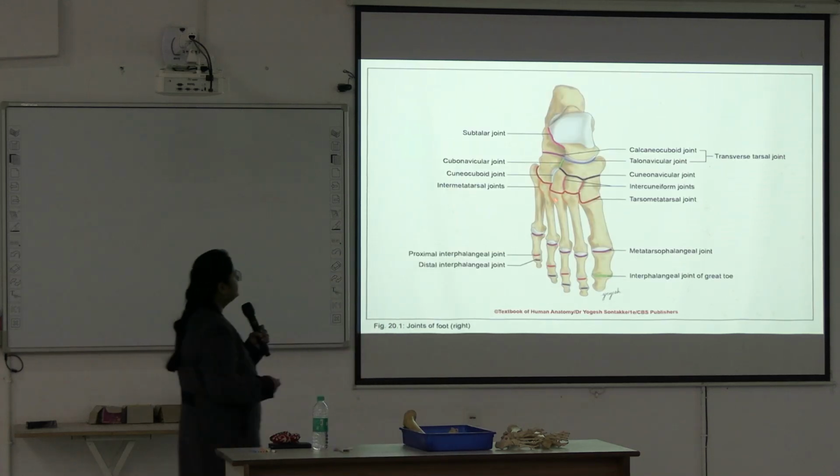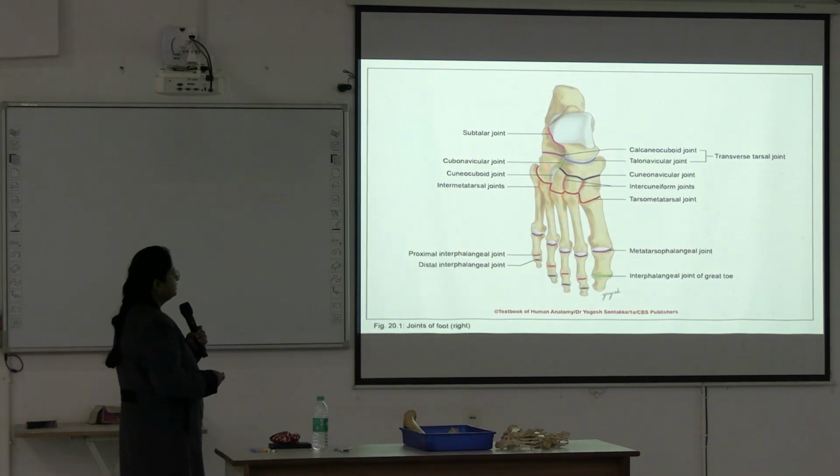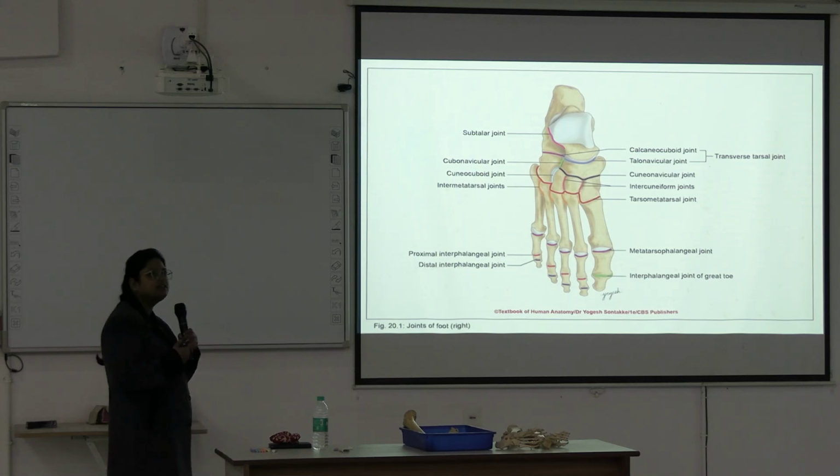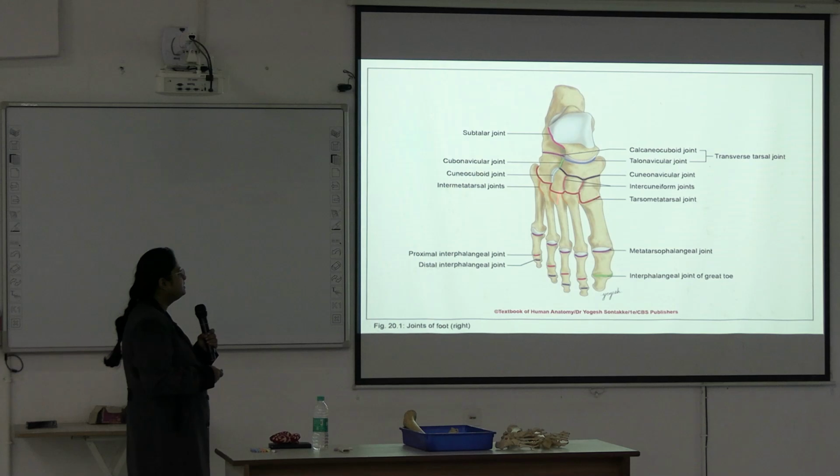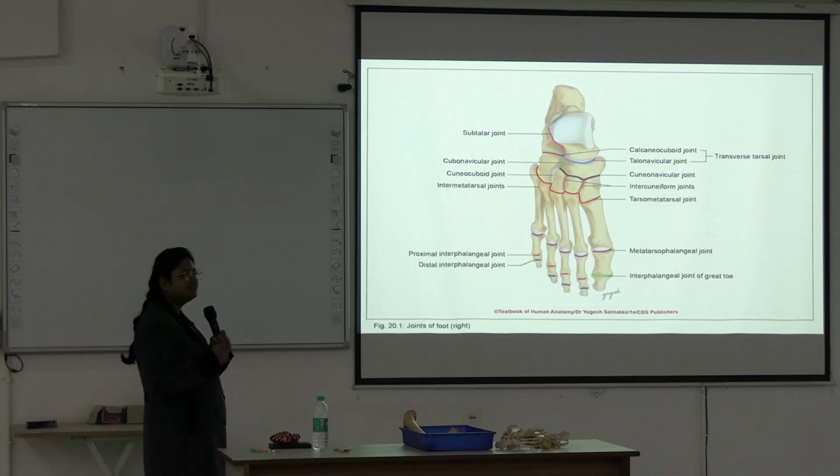See here, this is the subtalar joint. This is the talonavicular joint. This is the calcaneocuboid joint. This is the cuneonavicular joint. These are the intercuneiform joints, and this is the cuneocuboid joint. All these joints are formed between the tarsal bones, so all these are included in the intertarsal joints.